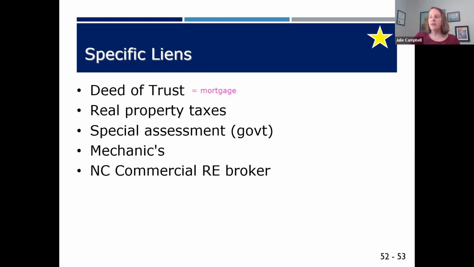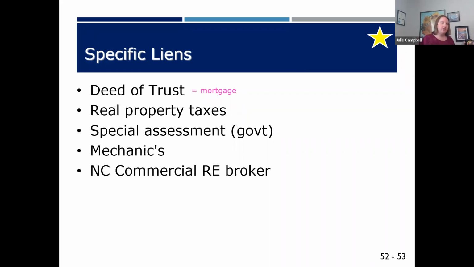Another specific lien is government special assessments. So let's back up for just a second. What is a special assessment? A special assessment is a charge that the government may put on the property to improve the property or the surrounding area. For example, the government may put a special assessment on if they want to install sidewalks or street lighting. Maybe they decide that they want to hook an entire neighborhood up to public sewer or public water. They're improving the property. Special assessments are charges to the homeowners.